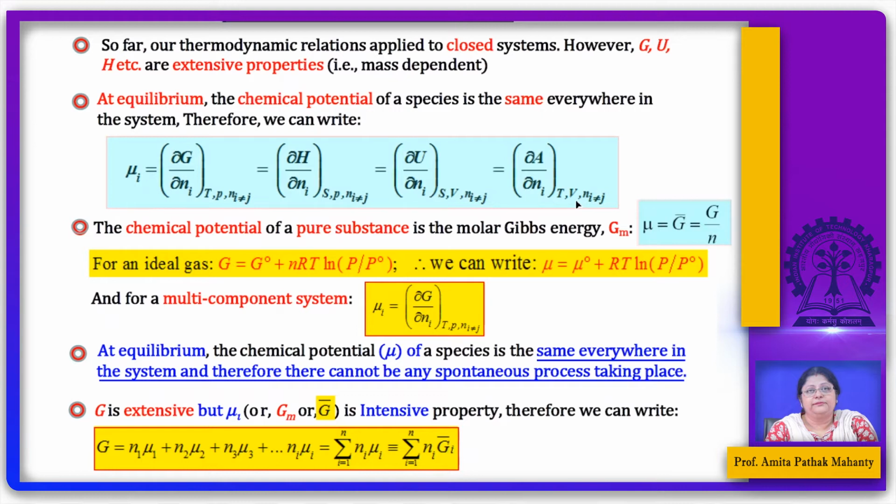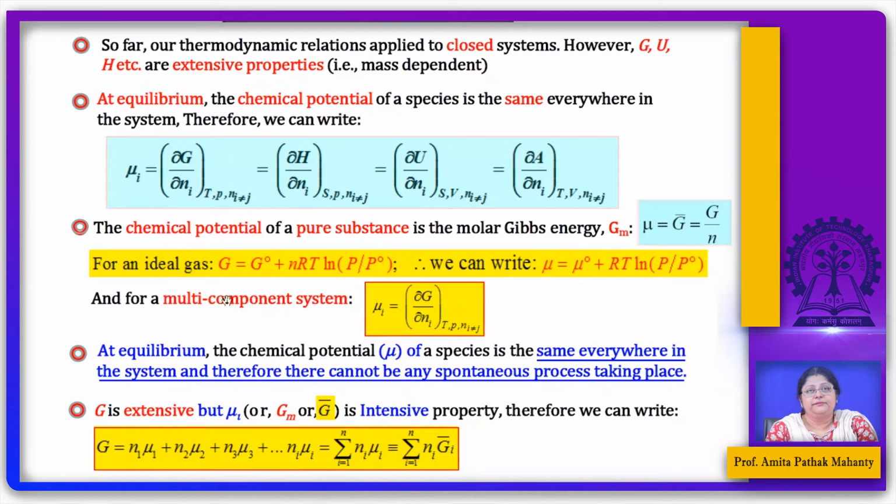Now, as we just said, for a pure system it is just the measure of the molar Gibbs energy as far as G is concerned. The chemical potential of a substance is the molar Gibbs free energy for that particular species in the system.